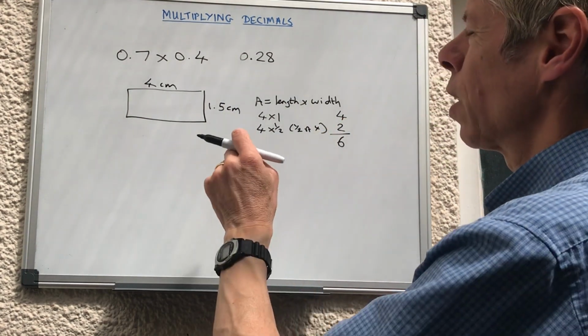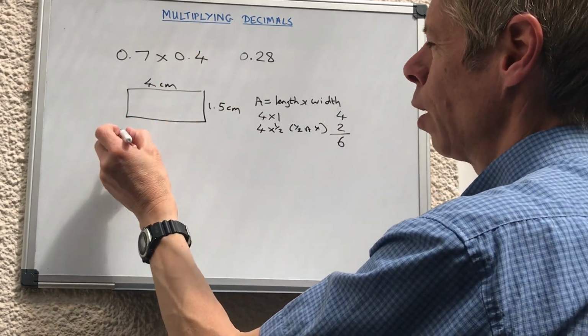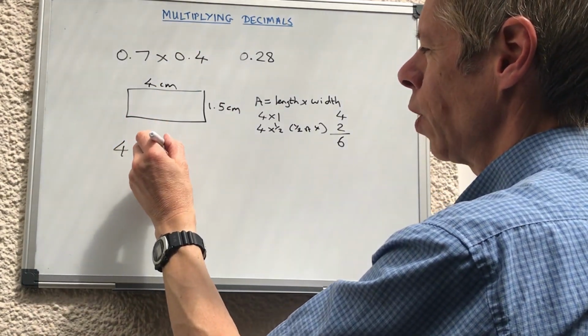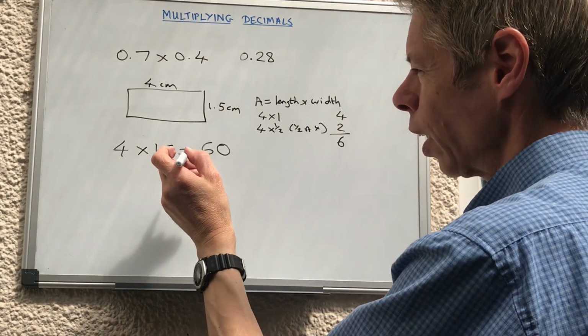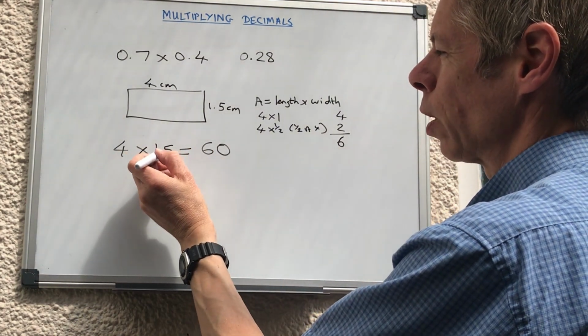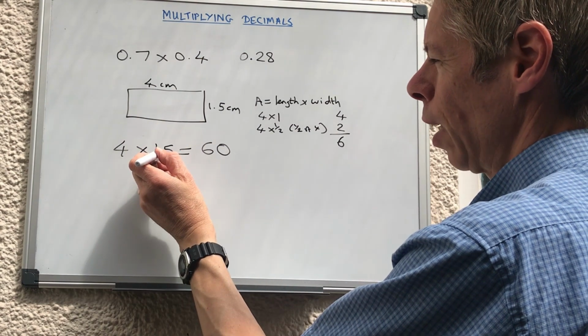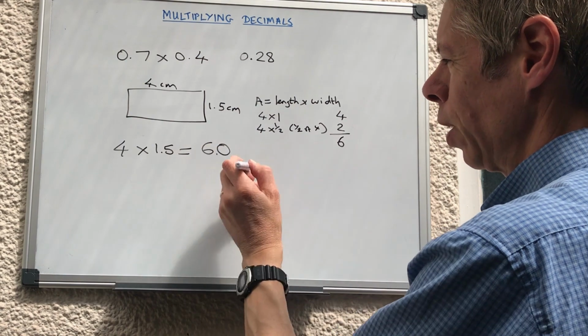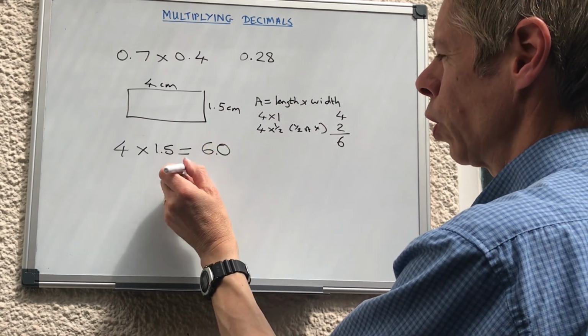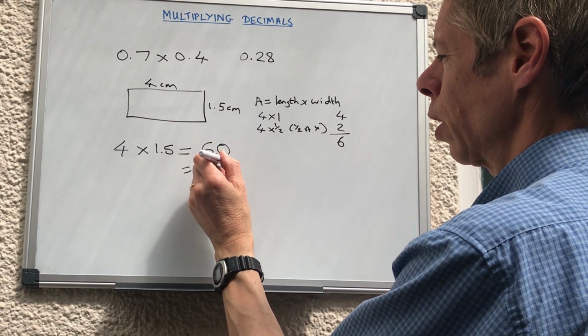If we were going to do it the way I was talking about up there, we would do 4 times 15 equals 60. Then because there was one decimal place in the 15, that would be 6.0, or you could just say 6 centimetres squared.